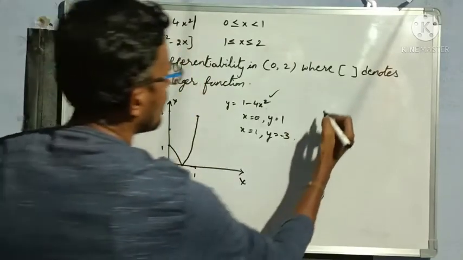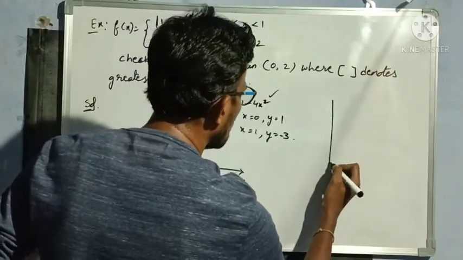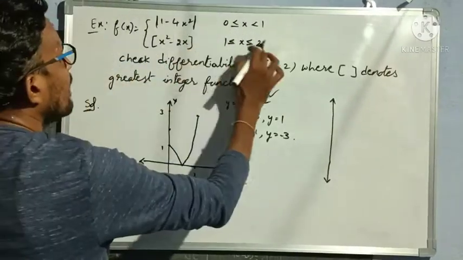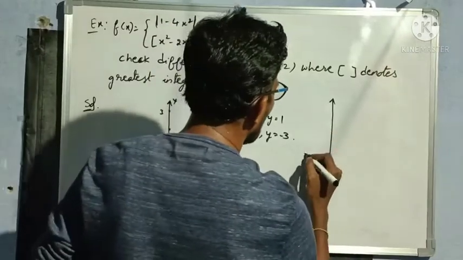Now let us see the graph of the box of x square minus 2x, where this bracket represents the greatest integer function. So I will separately once again draw the graph here. So let us see x square minus 2x in the interval 1 comma 2. Okay. So let us draw the graph here.